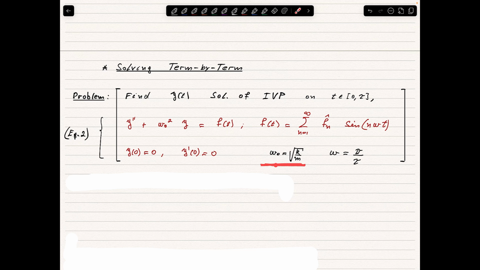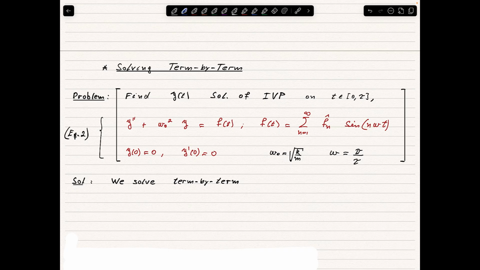We have this quantity, the natural frequency of the oscillator when there is no force. And then we have this frequency that is the natural driving frequency of the force. The force contains that frequency right there and all the multiples, sometimes called harmonics. So we want to solve this equation term by term. What do we mean by that?